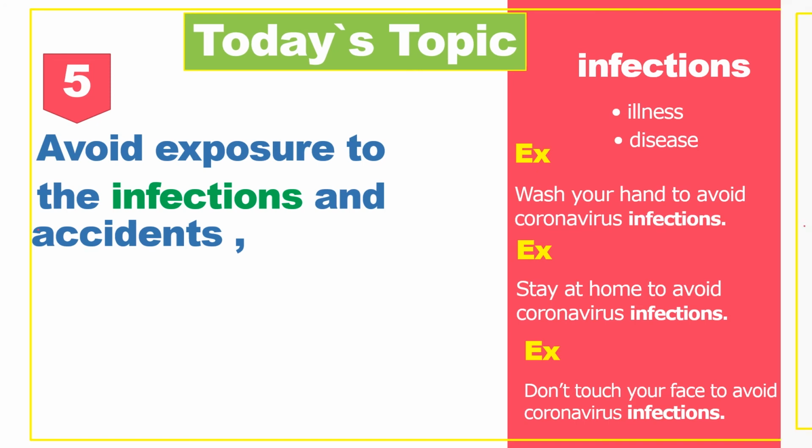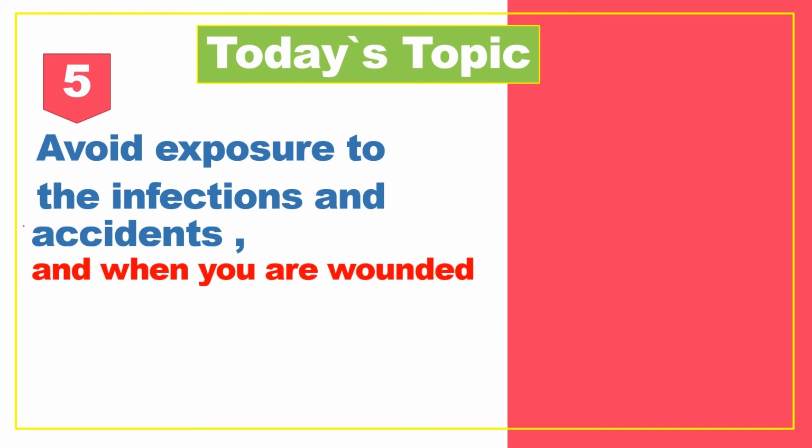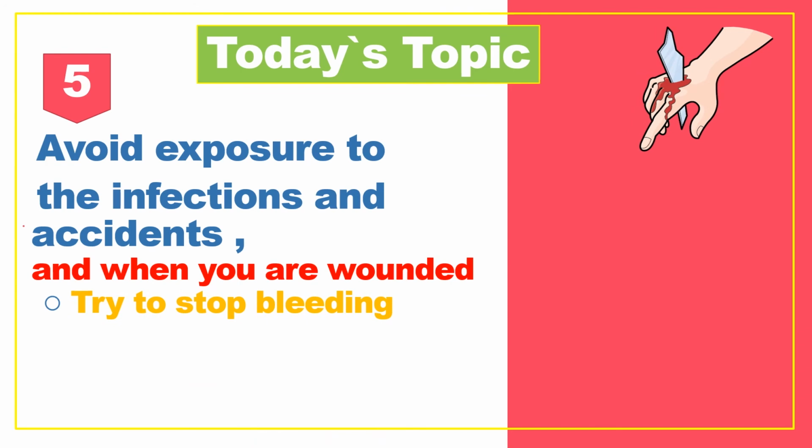So what happens if you get injured or get a cut in your finger? When you are wounded, like this person, try to stop bleeding. What's the meaning of bleeding? Bleeding means when the blood goes outside of your body. Try to stop bleeding at this point in the picture.